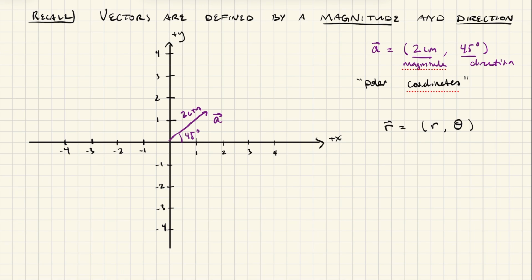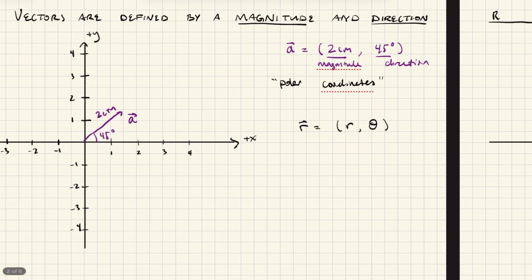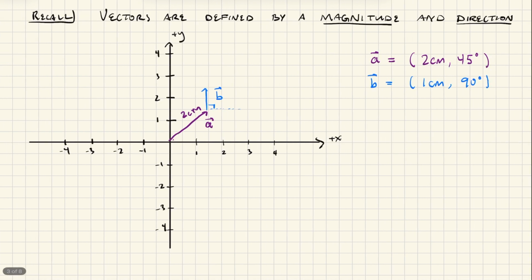The downside of using this in physics is that even though it's really easy to read one of these vectors in polar coordinates and figure out what it looks like, it turns out it's really hard to add vectors this way. So let's look at a quick example problem that shows why it's really difficult to use polar coordinates to add vectors.